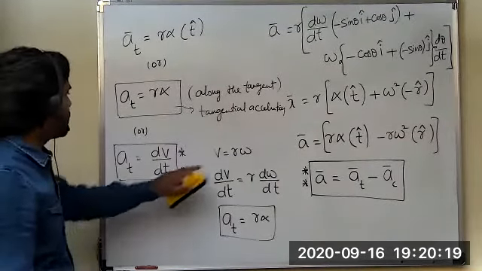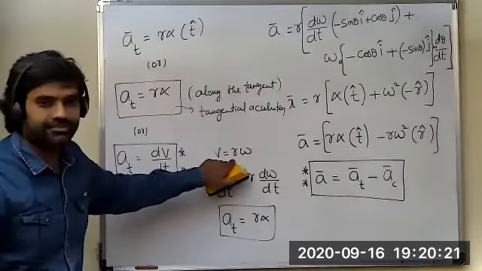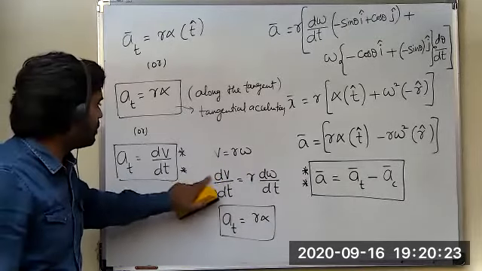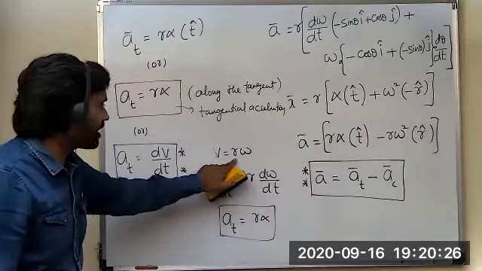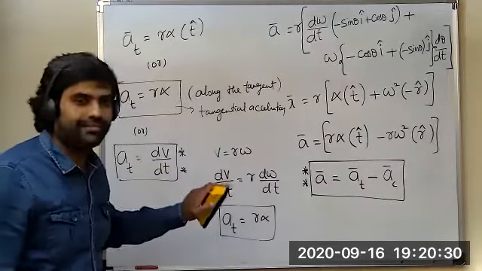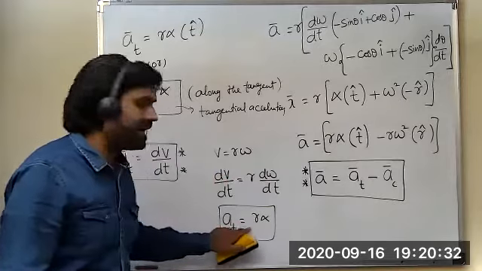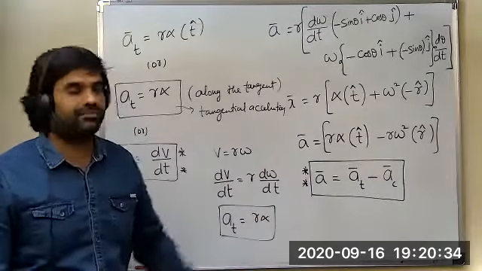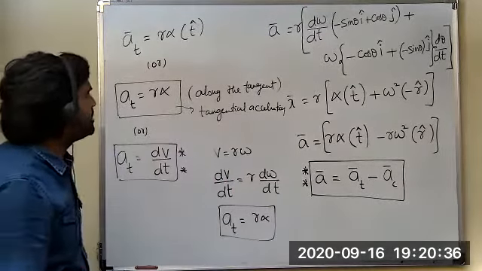Because v is equal to R omega, this we have seen in the first differentiation. And if you differentiate this, R is a radius, constant, cannot be differentiated. So d omega by dt gives you, students, alpha. Therefore, AT comes out to be R alpha. Right, students? So this is the tangential acceleration.